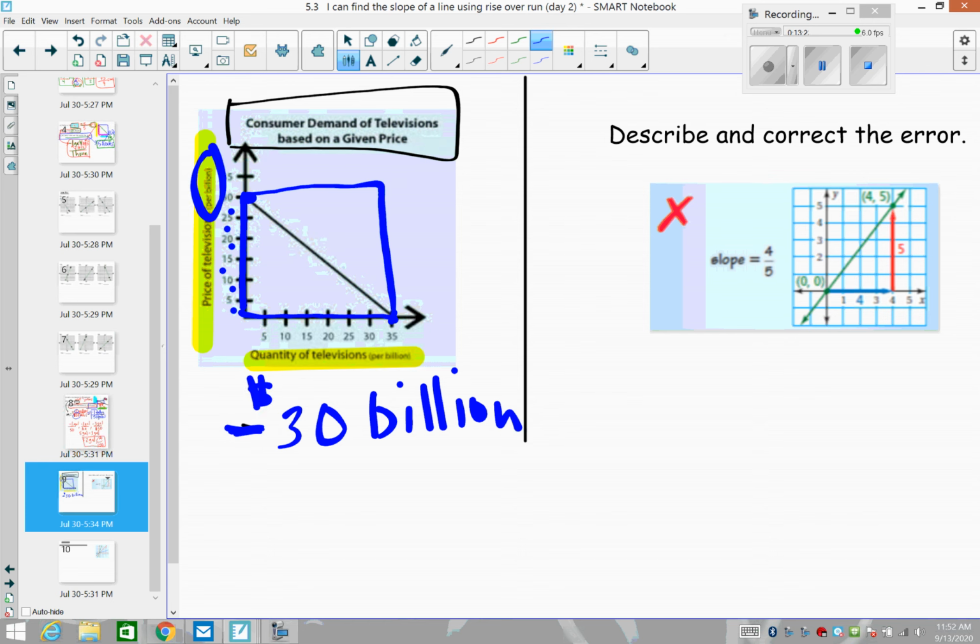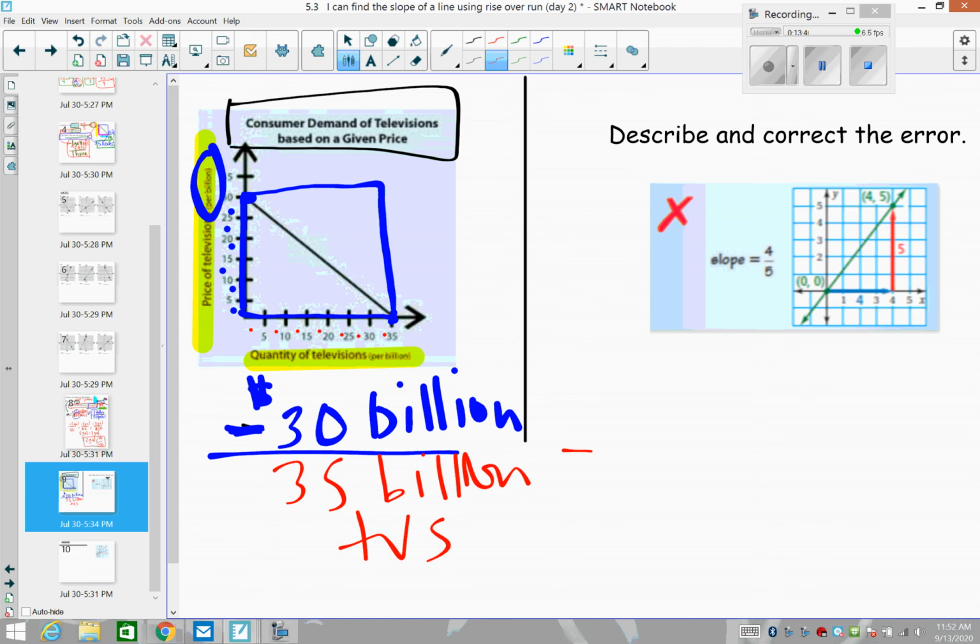We're talking price. So the decrease, negative line of $30 billion per television. Now these are going by fives, so per 35 billion TVs. So if we were to put that in lowest terms, that 30 billion, a loss of demand for 30 billion per 35 billion TVs. If we were to divide that out, what is a factor?